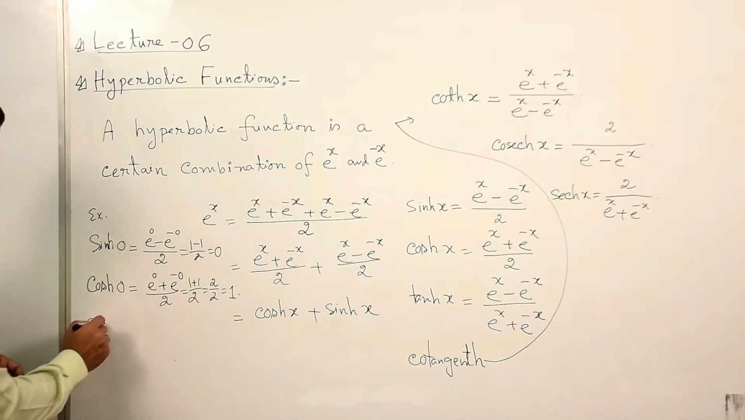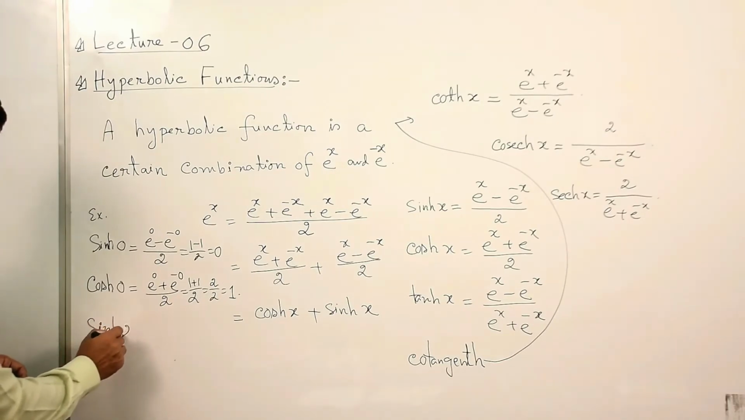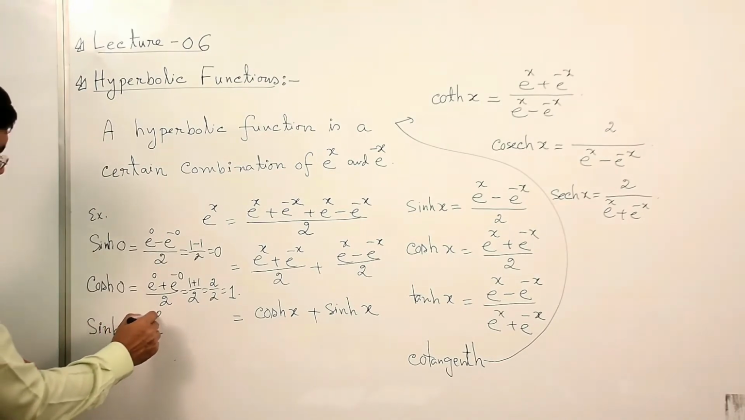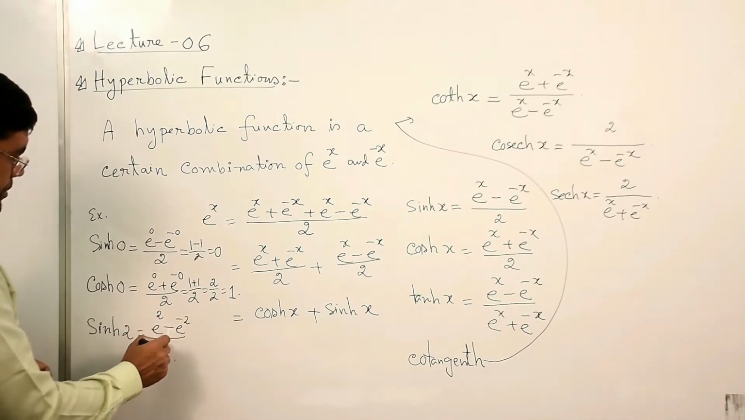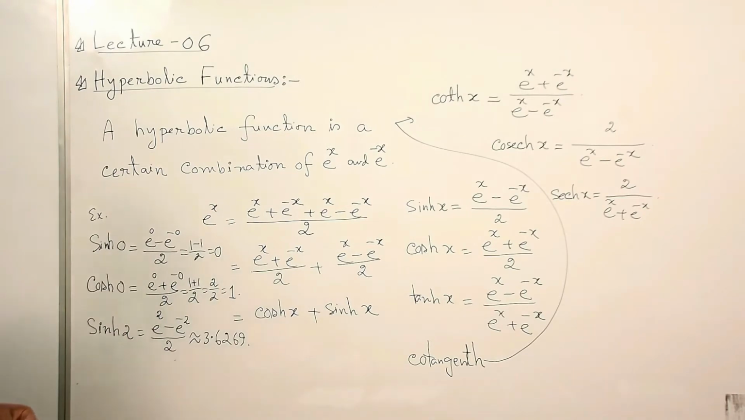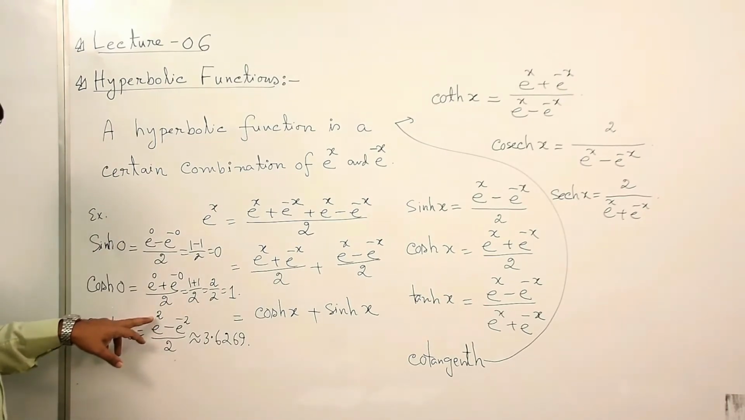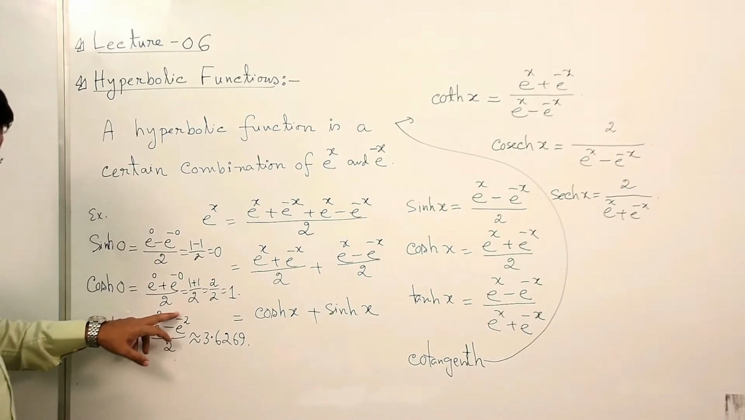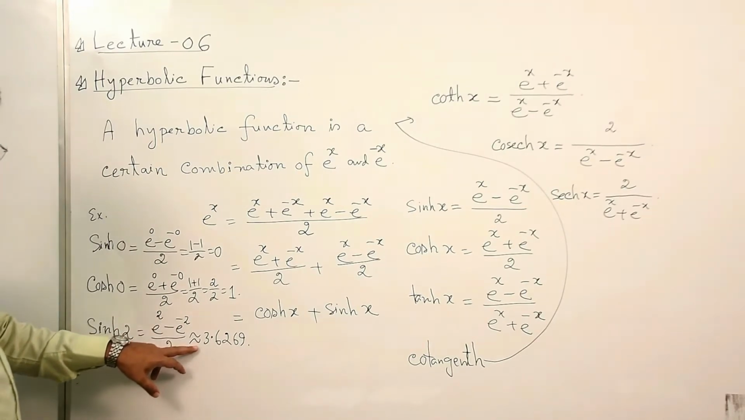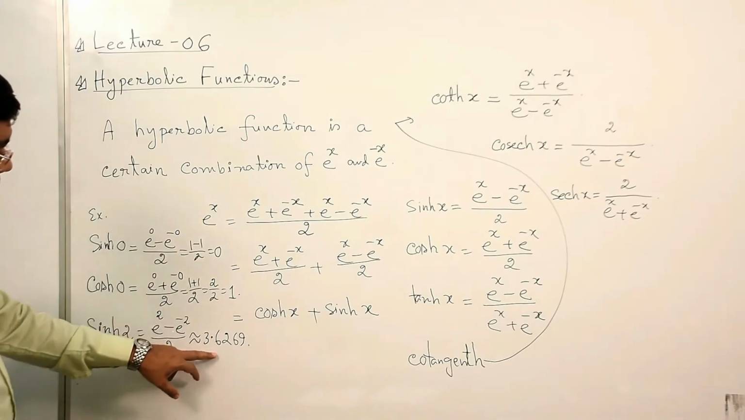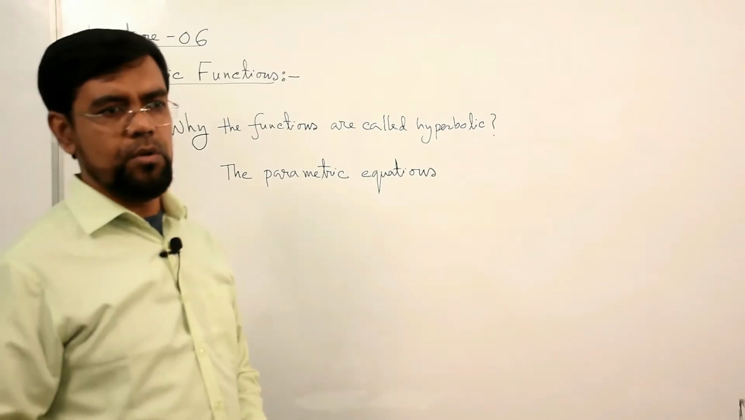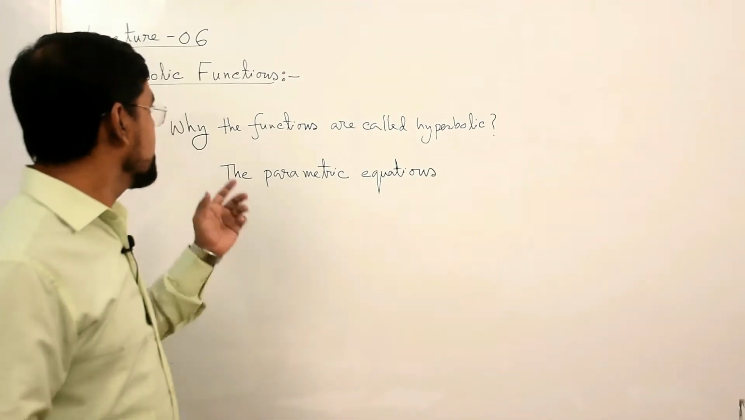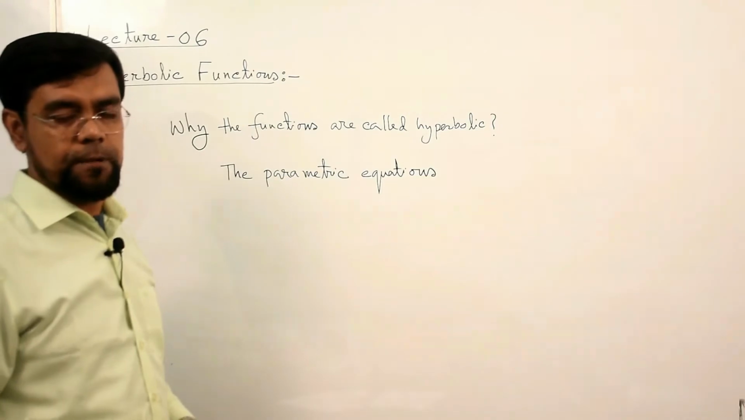Let us calculate another one. Hyperbolic sine of 2 is equal e to the power 2 minus e to the power minus 2 divided by 2, and you can easily evaluate it by using your calculator. e to the power 2 minus e to the power minus 2 divided by 2 is approximately 3.6269. So now the next question is, why are the functions in these sections called hyperbolic functions?